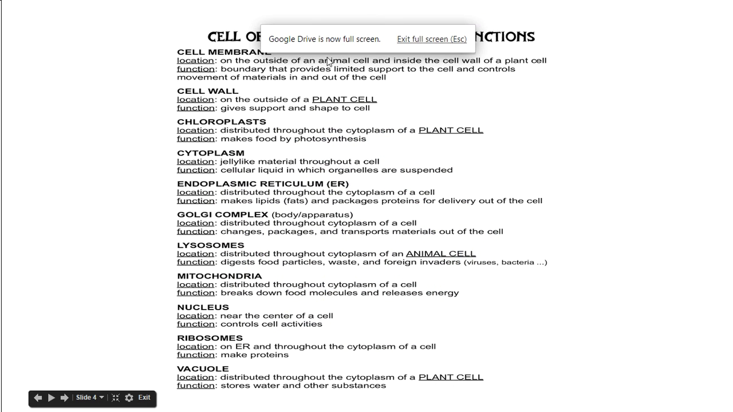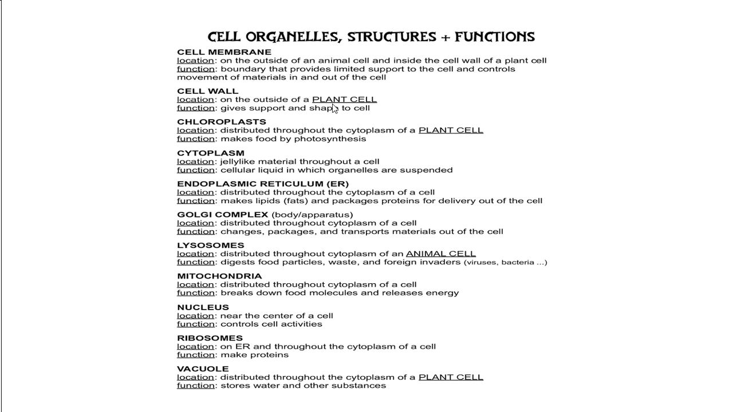Give you a little more explanation on the organelles. So the cell membrane is located on the outside of an animal cell, and inside the cell wall of a plant. It's a boundary that provides limited support to the cell and controls movement of materials in and out. Cell wall: outside of a plant cell only, so really important, plant cell only. No, that wasn't an echo, I just repeated myself. It gives support and shape to a cell.